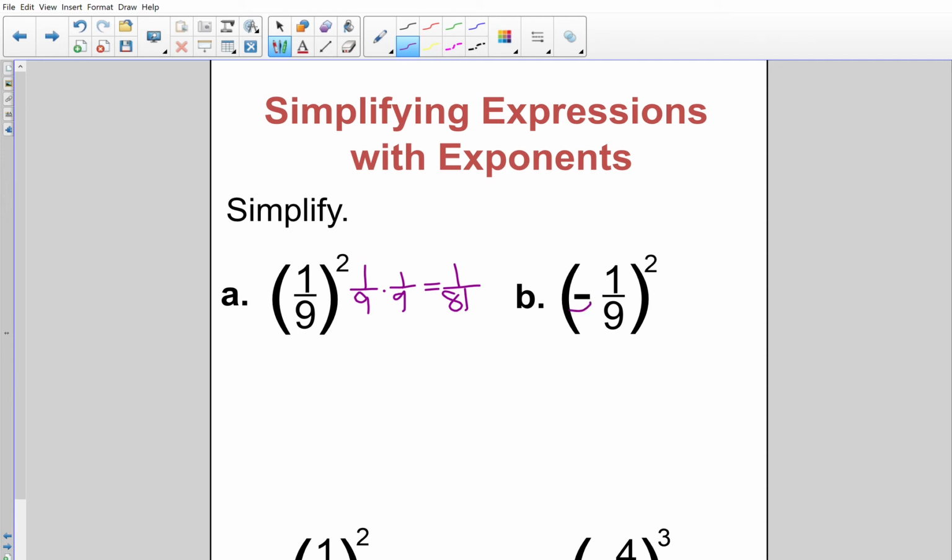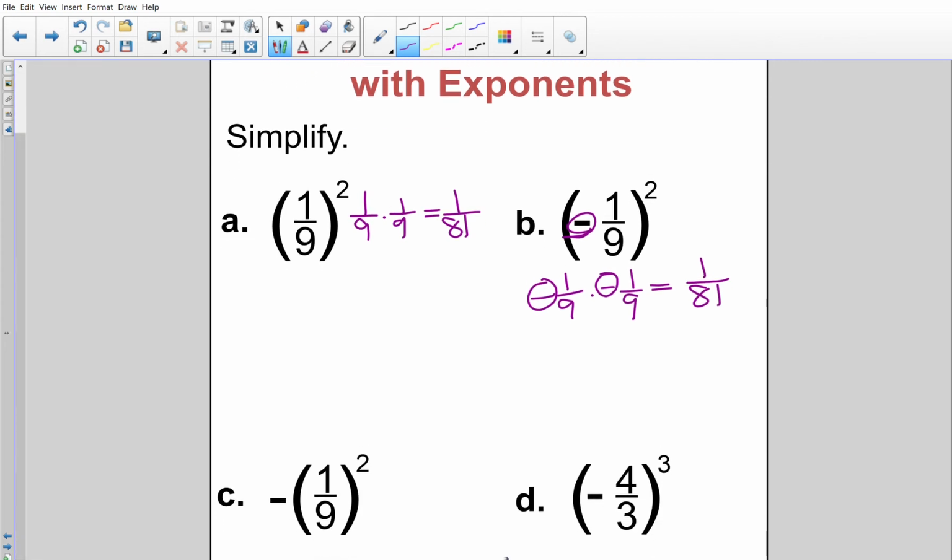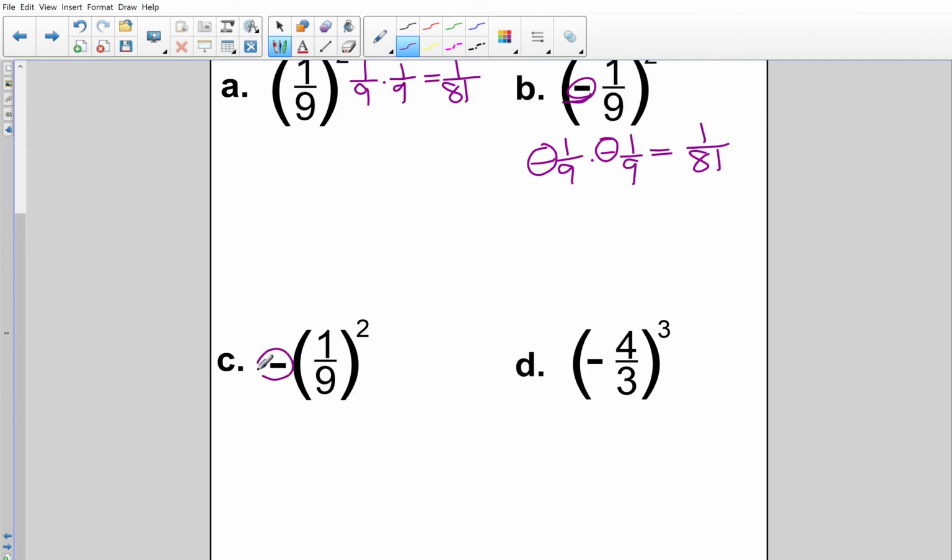Now this one we want to pay attention to because we have a negative on the inside. So remember we talked about the handcuffs and how these are holding it together. So this one, because the negative is on the inside, it is a negative 1/9 times a negative 1/9. Now those two negatives create a positive 1 over 81 again. Now in this example, the negative is on the outside, so it's not included when I repeat it. So I get one negative, and then I've got my two 1/9ths being multiplied together. So this is going to create a negative 1 over 81. So again, just really watch your signs.